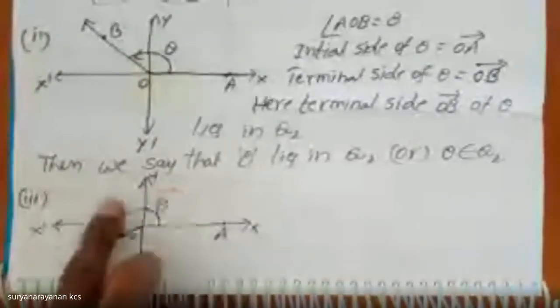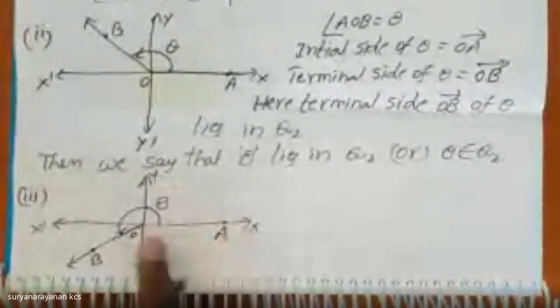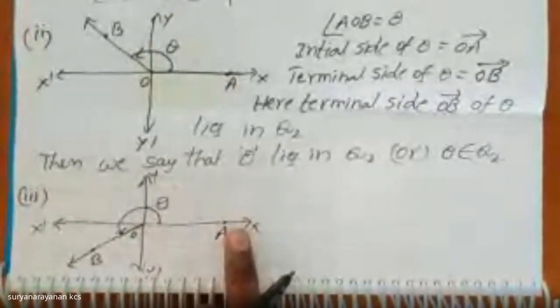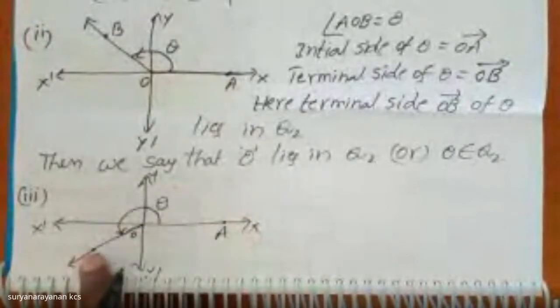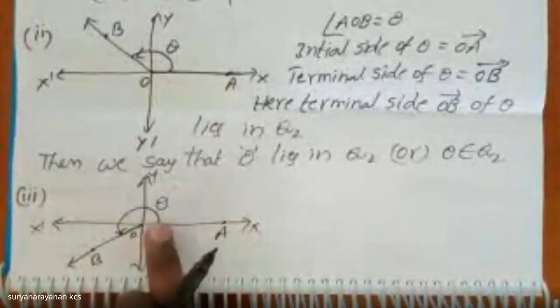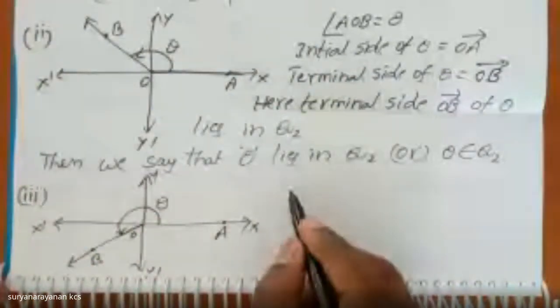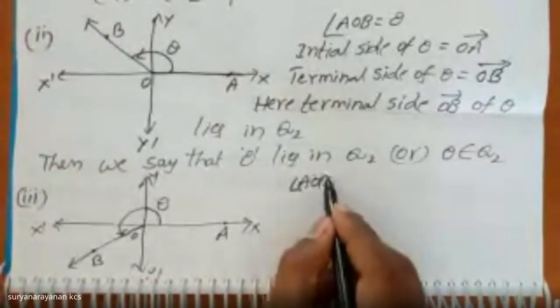This is the third case. Here I have taken the initial side of the angle as the positive x-axis and the terminal side as OB. OB is the terminal side of the angle theta. Angle AOB is equal to theta.